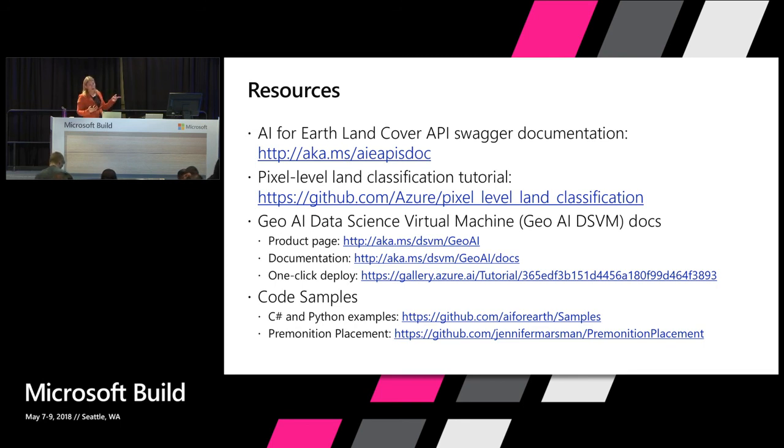So if you want to work through that tutorial, launching a data science virtual machine is a really easy way to get started, because you can just spin it up and go. So that's another great thing. And then all the code samples that I showed today are on GitHub. A C# example and the Python example in the Jupyter Notebook are available at github.com/AIforEarth samples. And then the Premonition placement demo is on my GitHub, Jennifer Marsman/Premonition placement.